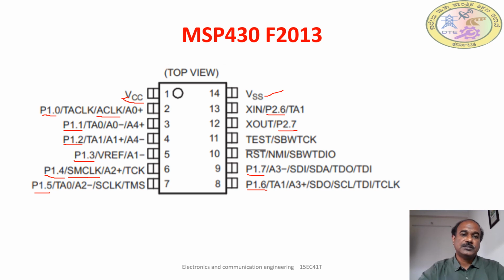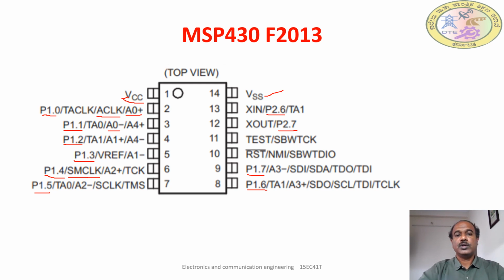Then next, we have pins such as A0 plus and A0 minus. These two are used for giving analog input to the ADC, that is the A to D converter, one of the peripherals available inside this MSP430F2013 microcontroller. Inside this microcontroller there is an analog to digital converter, and for that we need to give different analog inputs. For one analog input, 2 pins are made available, A0 plus and A0 minus. This is called a differential input.